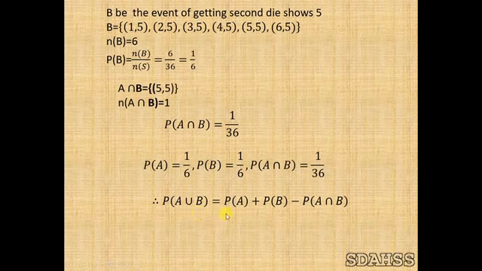P of A union B is P of A plus P of B minus P of A intersection B. So substitute the values. So you have 1 by 6 plus 1 by 6 minus 1 by 36. Here you add the numerators. So you have 2 by 6. Now cancel by 2 table. Then you have 1 by 3. Now 36 is the LCM. On simplification you will get 11 by 36.